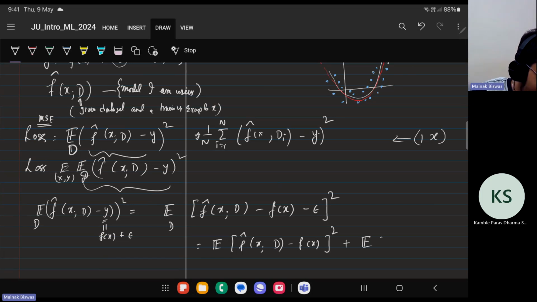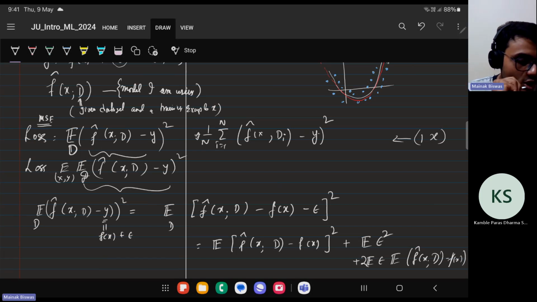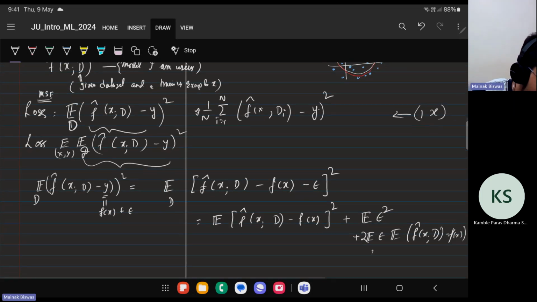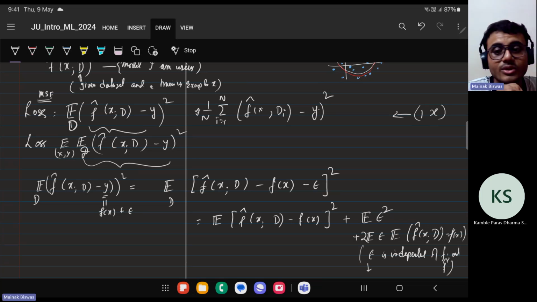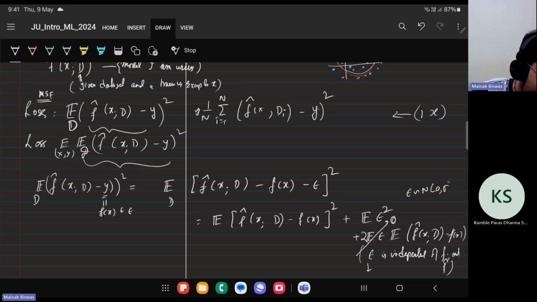plus the expected value of epsilon squared, plus 2 into the expected value of epsilon into the expected value of the other term. Now you'll ask me why I am writing it as a product of two expectations. This is because of the property that epsilon is independent of f and f hat. This is your noise, which you do not know. The expected value of epsilon is 0 because epsilon is distributed as normal with mean 0 and variance sigma squared.